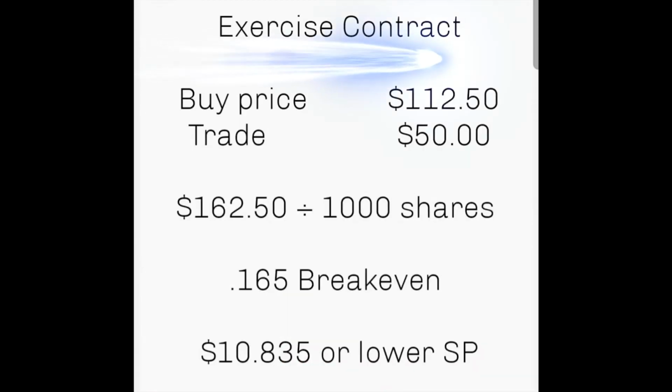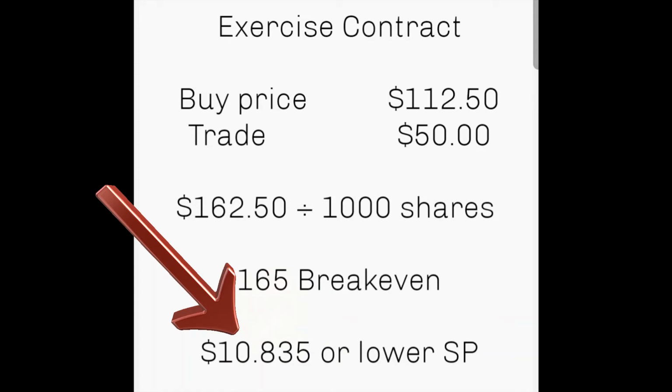So if you decide to exercise the contract instead, you're going to take your total buy price. You can take the trade commission. That's roughly $50 to exercise the contract. So that's a total of $162.50 divided by 1,000 shares. So for reference, you're going to have a 16.5 cent break-even price.